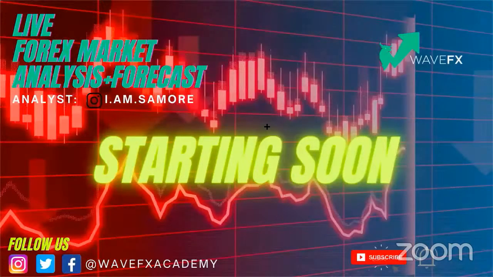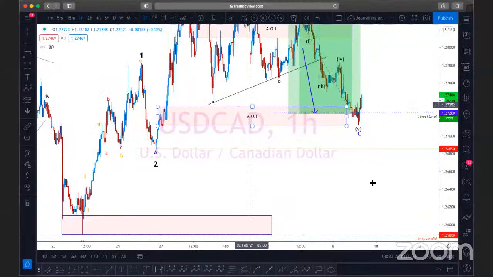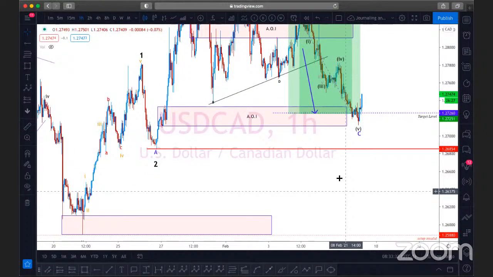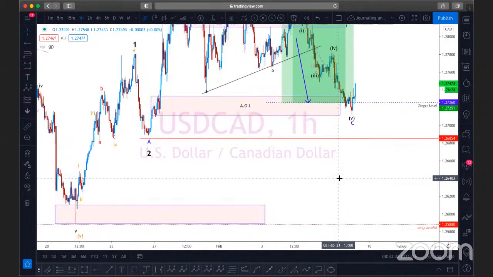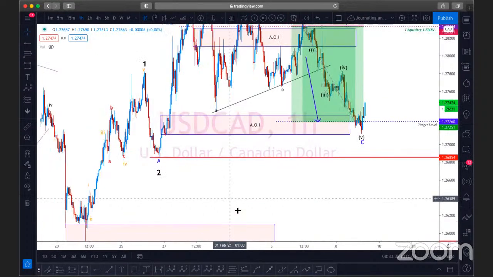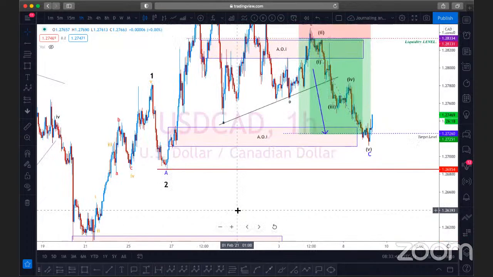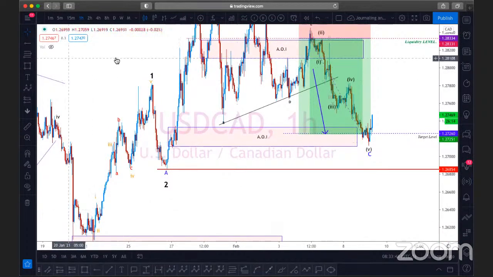It's a whole new trading week and we're going to see what exactly we can accomplish this week, and look at how the market has been playing as it relates to our overall forecast.